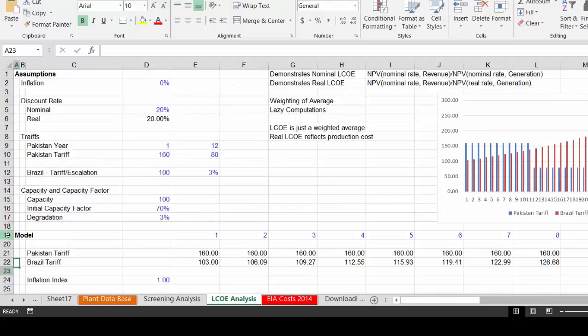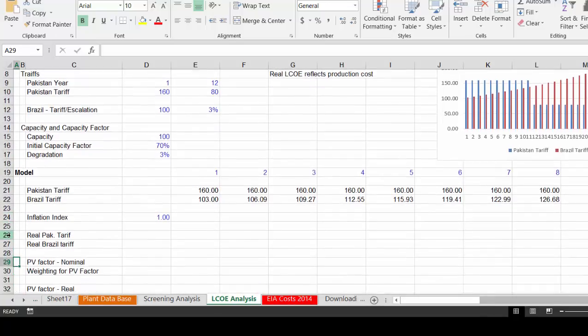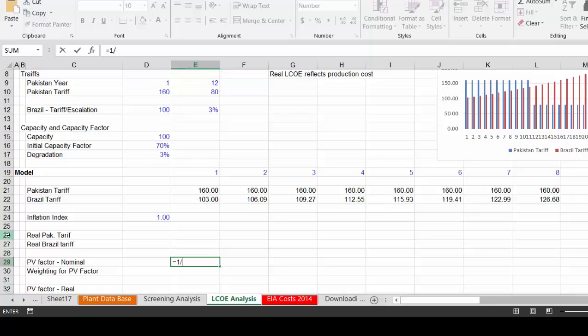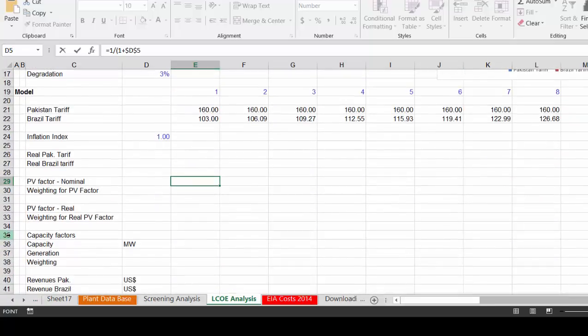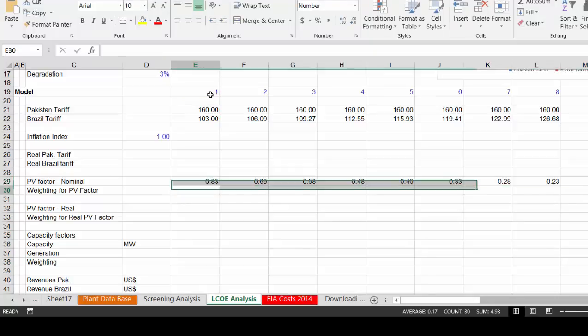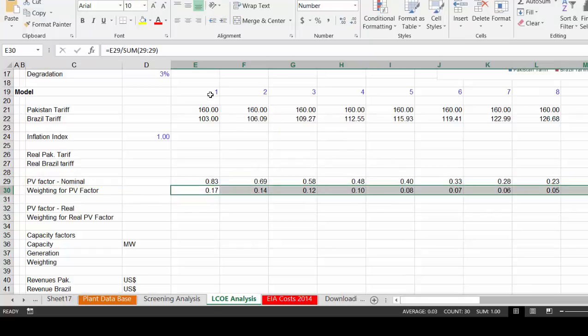Now, if we want to do that by hand, let's just put the nominal PV factor in. So we just put 1 divided by 1 plus the discount rate. Press F4, raise that to the power of the year. Press enter, press Shift Control R. Now to compute the weighted average, what we would have to do is just take this one and divide it by the sum. So all that, and Shift Enter, Shift Spacebar, and then Shift Control R, and you notice down here that the average is equal to 1.